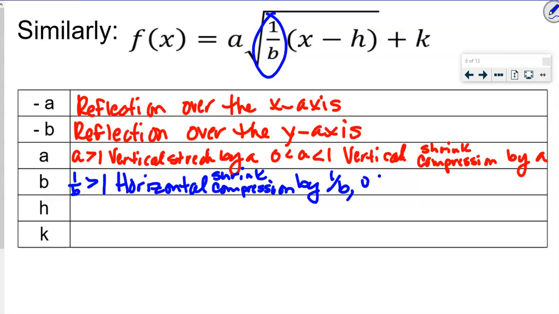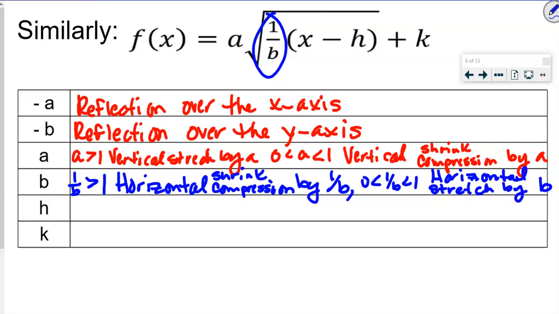Now, if the 1 over b is between 0 and 1, so again, whatever value's in that place where the 1 over b is, if that is basically a fraction, now this time it's going to be a horizontal stretch. S-T-R-E-T-C-H. And this one's going to be by just the b.